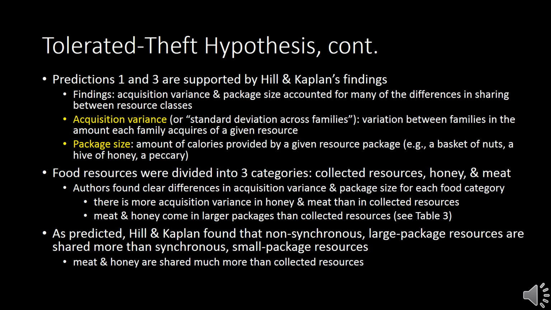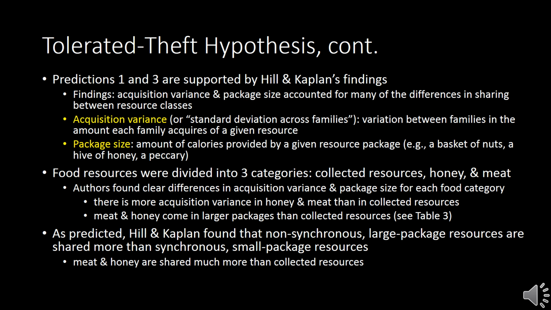As shown in Table 3, there are clear differences in acquisition variance and package size for each of these food classes. First, there's more acquisition variance in honey and much more acquisition variance in meat than in collected resources. This is another way of saying that meat and honey are non-synchronous resources that are not acquired at the same time or in roughly the same quantities by everyone in the band who pursues them. Secondly, meat and honey come in larger packages than collected resources.